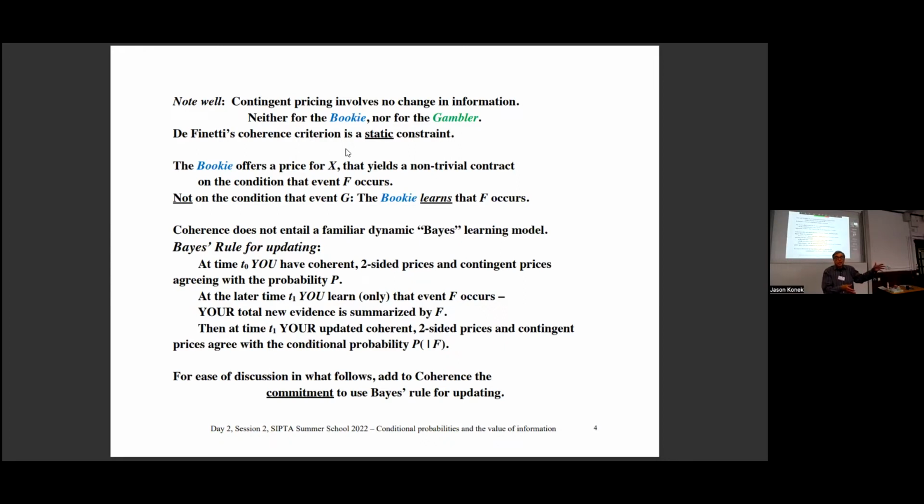Well, contingent pricing had nothing to do with the fact that you learned it, it was just that F occurred. There might be important situations where my reaction to X is different when F occurred than when I learned that F occurred. If you want to see the effects in statistics, go look at the difference between experimental data and observational data. In observational data, the whole point is I distinguish between the fact that I learned something as opposed to just that it occurred.